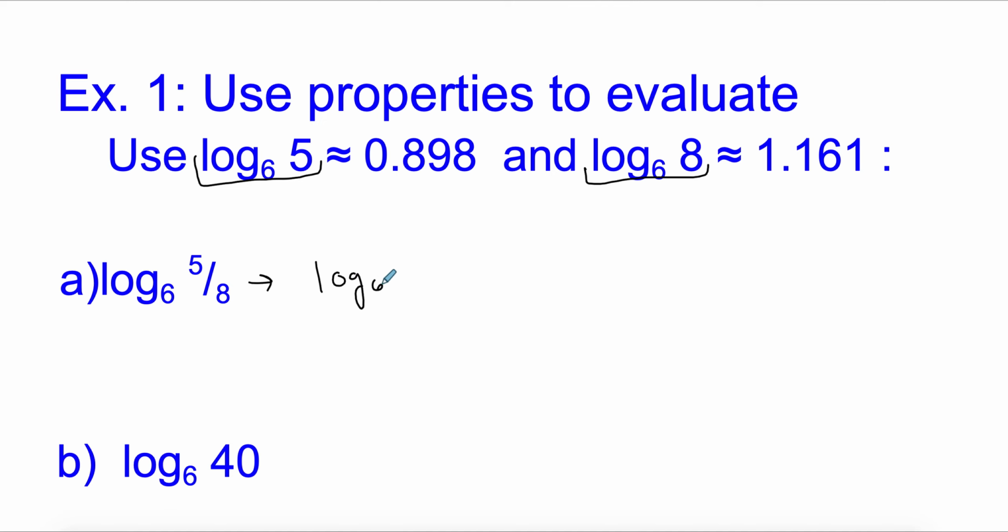So log base 6 of 5 minus log base 6 of 8. And where do we get these numbers from? They're up here. So we would just plug in 0.898, because that's the approximate value for this, minus log base 6 of 8, which is about 1.161. And then you just put that in your calculator, and you get your answer, which is a negative 0.263.